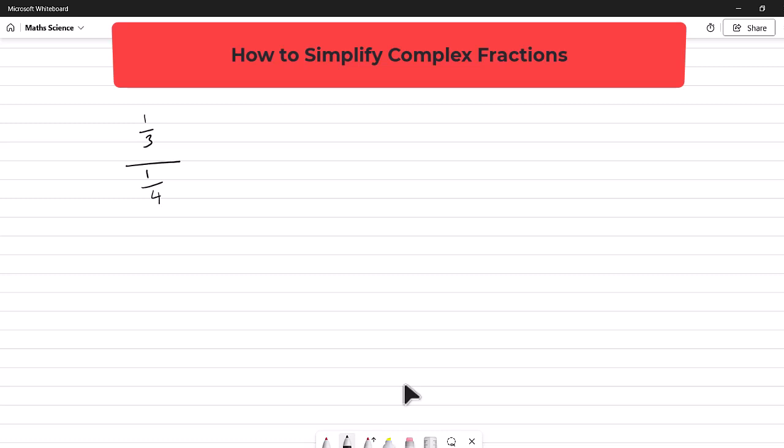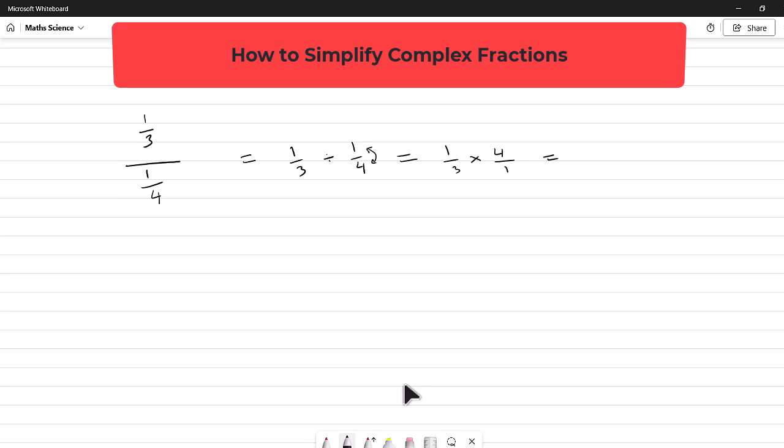So we have 1 by 3, the whole thing divided by 1 by 4. We can rewrite this as 1 by 3 divided by 1 out of 4, and that just becomes 1 out of 3. Now here's the trick: when you convert division into multiplication, we just invert this. So 4 will become the numerator and 1 will become the denominator, or we simply take the reciprocal of it. So this just becomes 4 divided by 1.